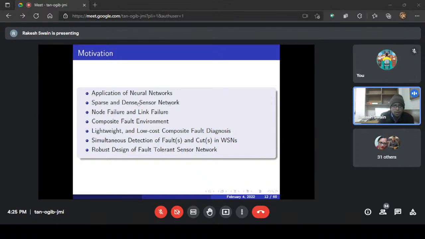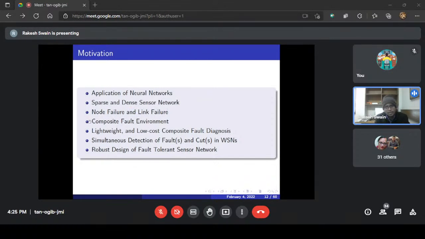Then, whatever diagnosis algorithm you design, it should work for both sparse and dense networks, because different deployments are possible. And again, there are node failure and link failure. This is also important here. If it is a node or link failure, how can you distinguish between node failure and link failure?